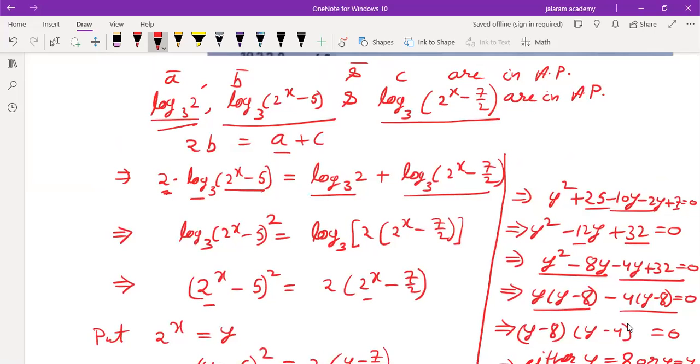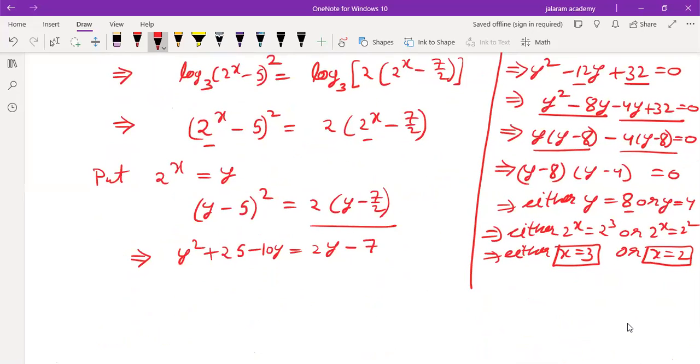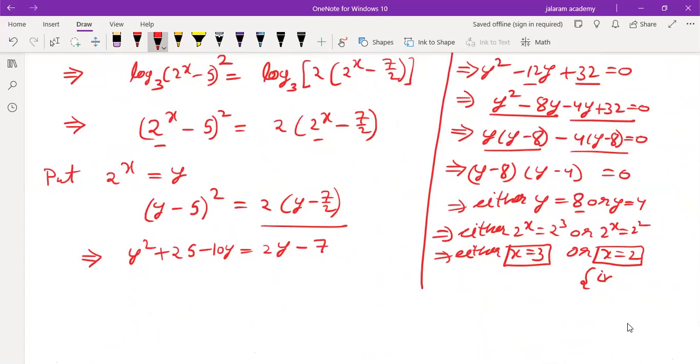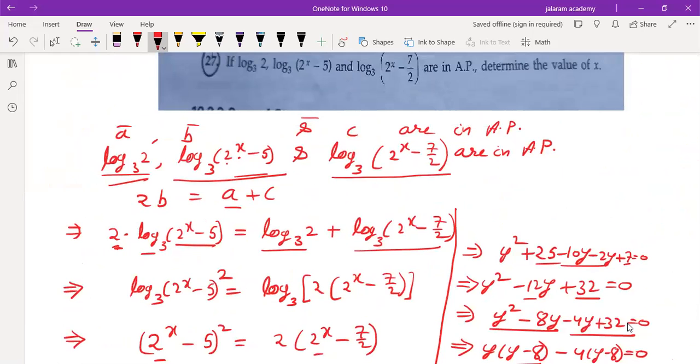First term is log 2 base 3. Second is log of 2 to the power x minus 5. If we use x equals 2, it is 2 to the power 2 minus 5, that is 4 minus 5. So it is log of minus 1 to the base 3. The logarithm of a negative number is not defined. So this value of x as 2 is inadmissible. Why? As it is making the log negative, which cannot be taken. Means x equals 3 is the only answer to this question.